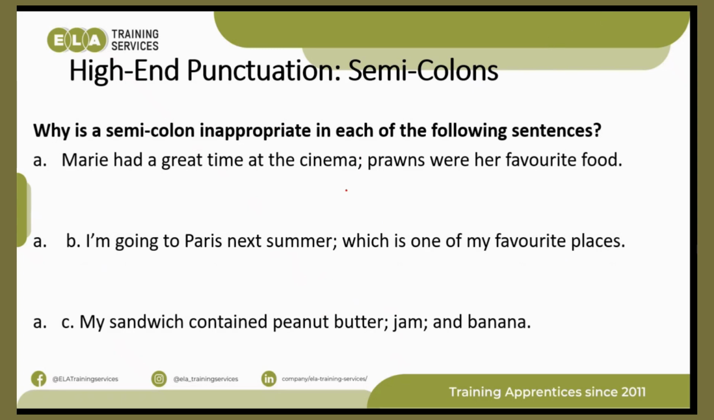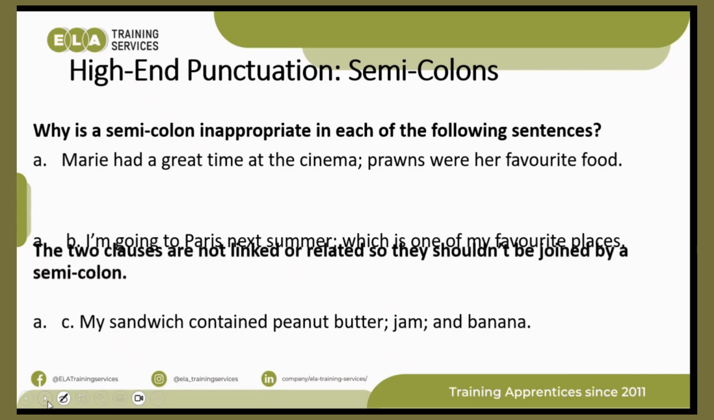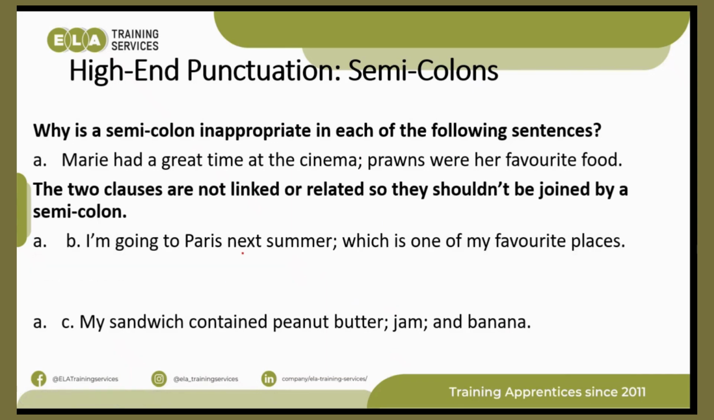So our first sentence, A: Marie had a great time at the cinema. Prawns were her favourite food. Just have a read of that sentence. Why are we not going to use a semicolon here? What's wrong with the second sentence that stops it needing a semicolon? It doesn't link to the first. Well done. So the two clauses are not linked or related, so they shouldn't be joined by a semicolon.